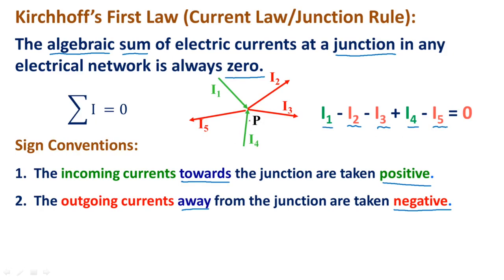These are the currents leaving the junction. So as per the sign conventions, the negative sign is assigned, and hence the summation of the currents at a junction is equal to 0.